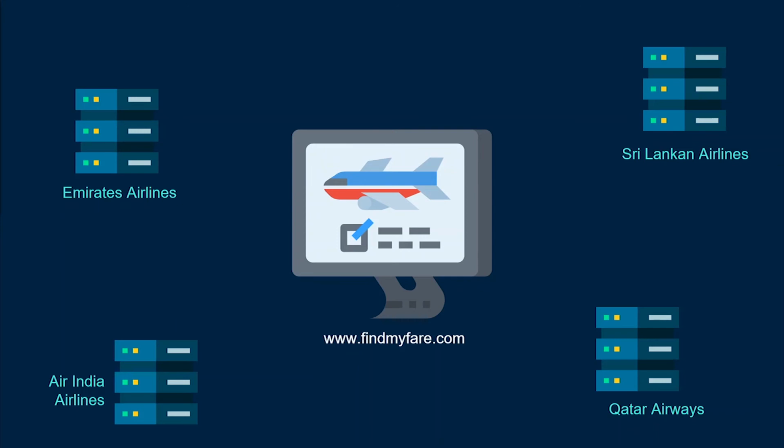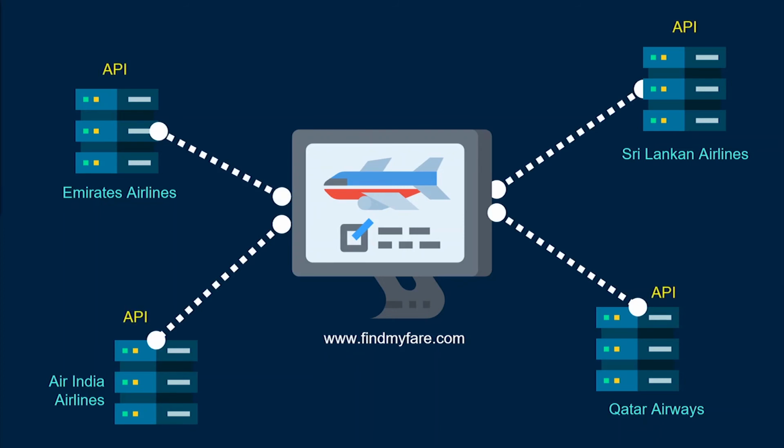FindMyFare talks to each of these airline systems through what is called an API. Truth be spoken, APIs are the real MVPs when it comes to us humans enjoying a connected world. Come to think of it, without APIs, FindMyFare would not even exist, because how would FindMyFare get details about different airline systems?